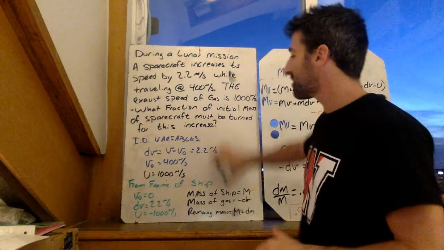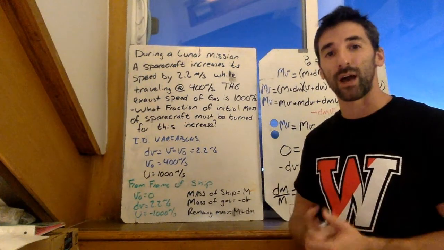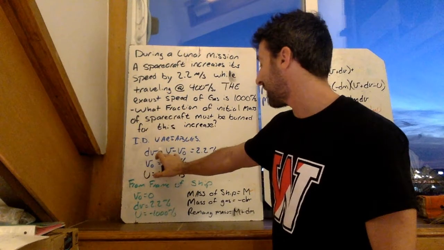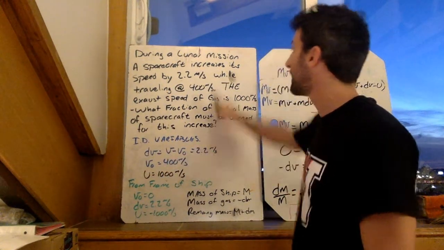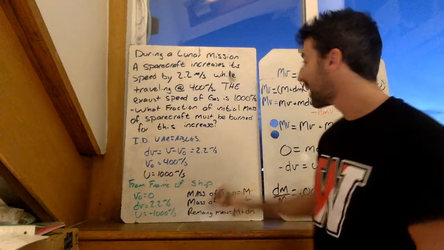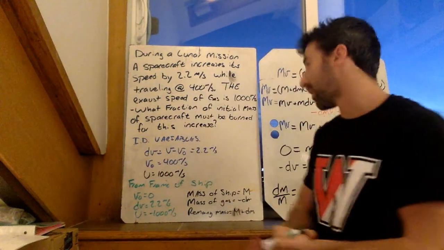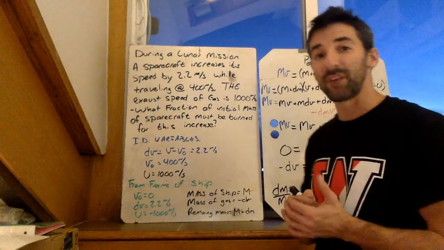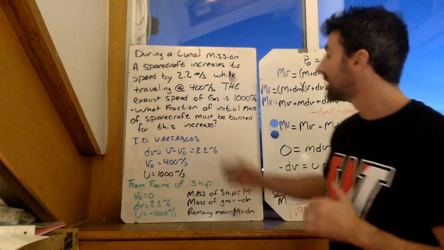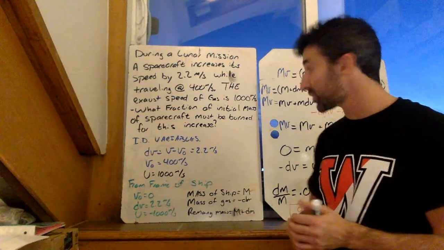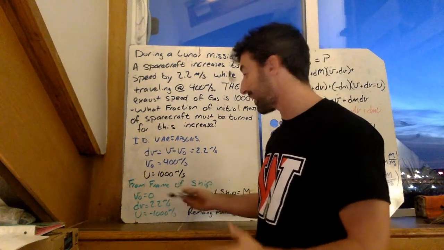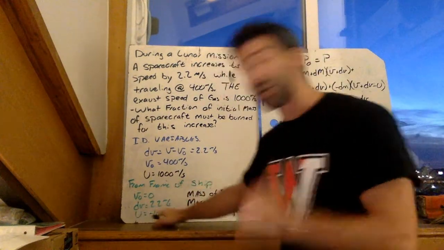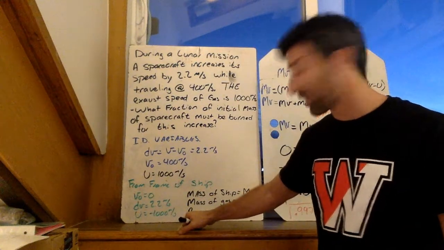The very first thing I want to do is ID all of my variables. I'm going to say my change in velocity is my final minus my initial, 2.2 meters per second, that was given in my question. My initial velocity of the rocket was 400 meters per second. And again, that u, the expelled gas, I'm defining as 1,000 meters per second. From the reference frame of the ship, my initial velocity is 0. My dv, that change in velocity, is 2.2. My thrust velocity, going the opposite direction, is negative 1,000 meters per second.